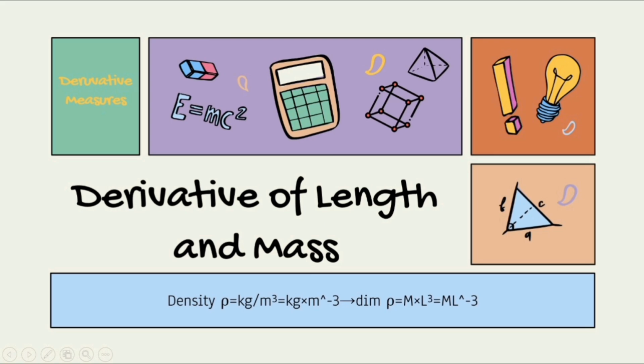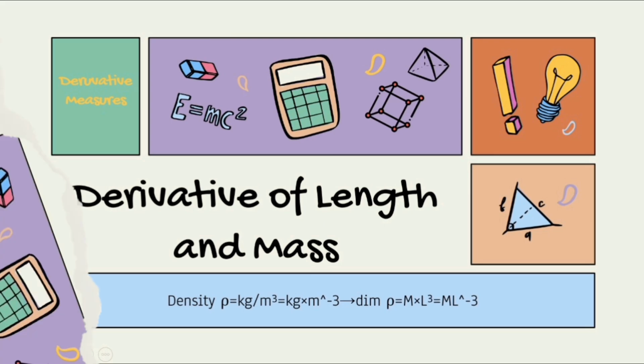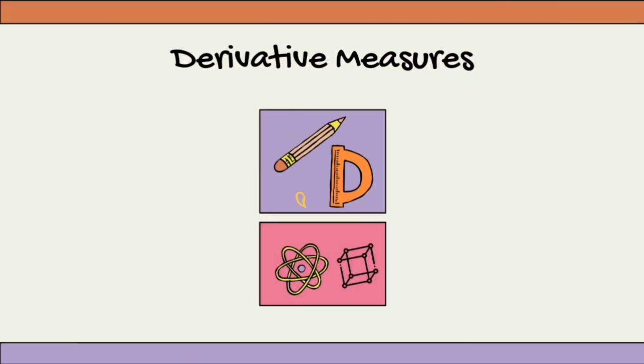What are the dimensions of density, rho? It is the dimension of mass divided by the dimension of volume, L to the power of 3, so the dimensions are M times L to the power of minus 3.